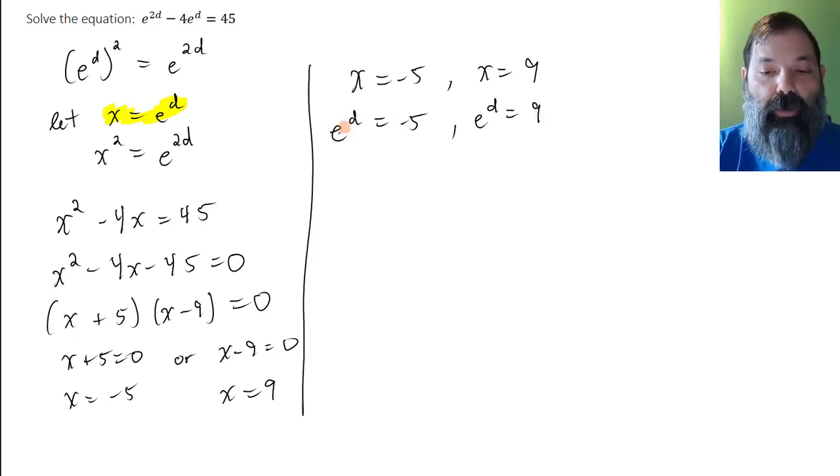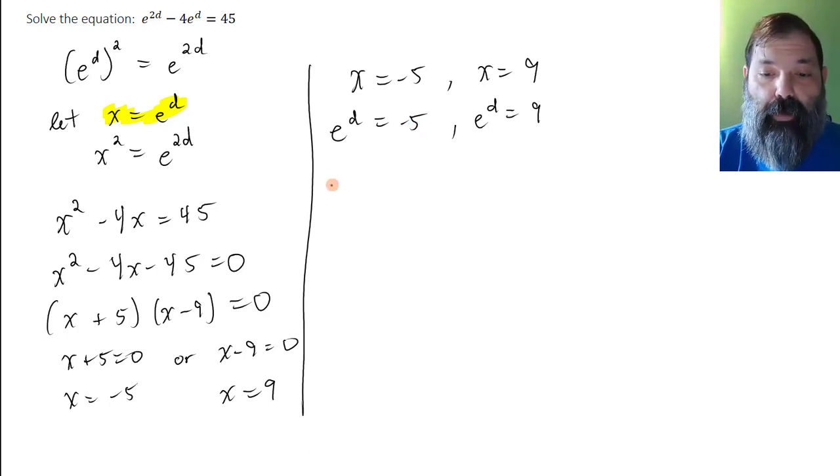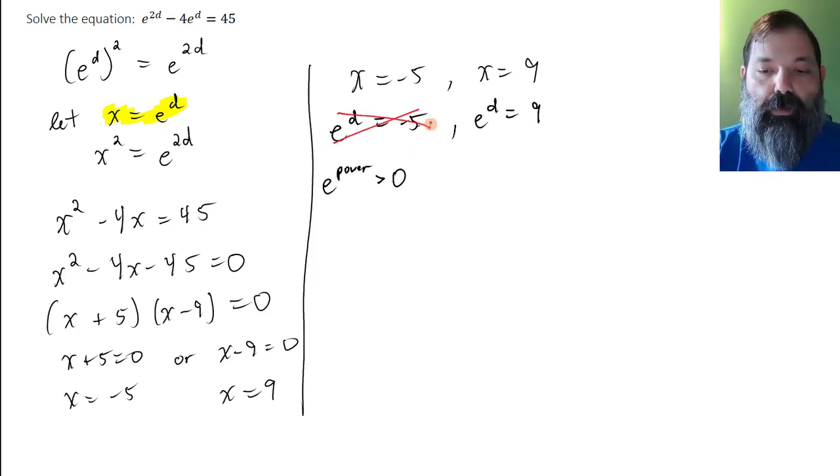All right, d is my variable. And remember, e is just that exponential constant, that Euler number. It's 2.718 approximately. So here I'm saying e to some power is negative 5, and that's impossible. E to a power is never negative. E to a power is always greater than 0. E to a power is always positive. So e to the d is negative 5. That's useless. That doesn't give us any solutions. I can't solve it in terms of d.